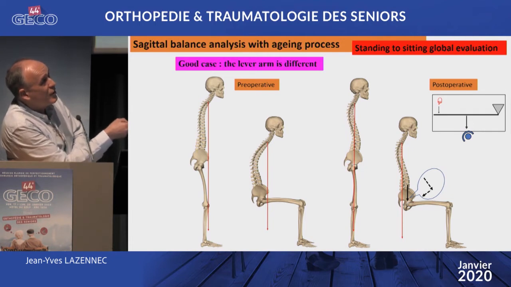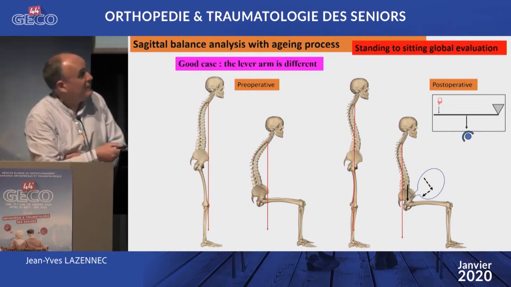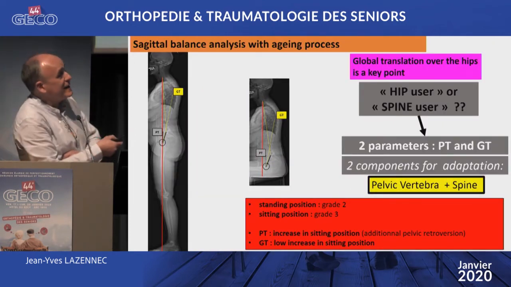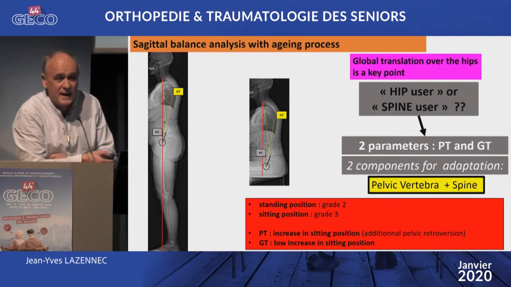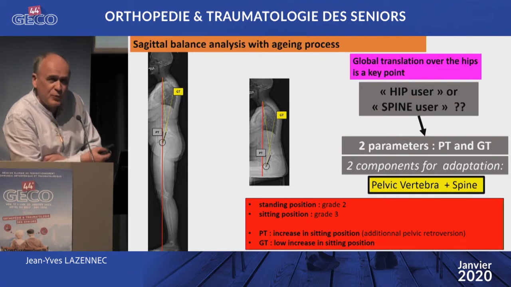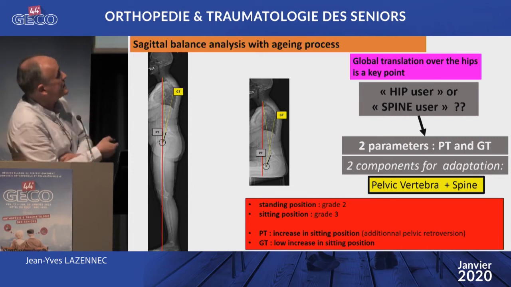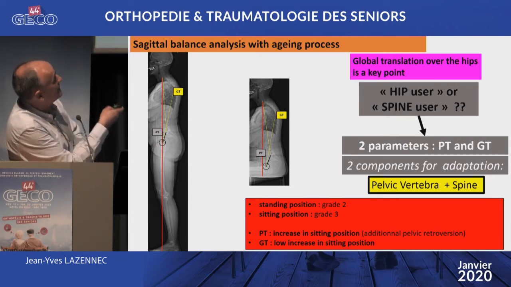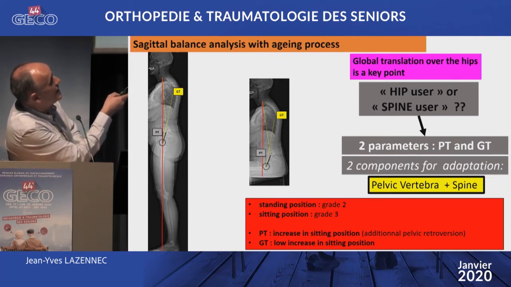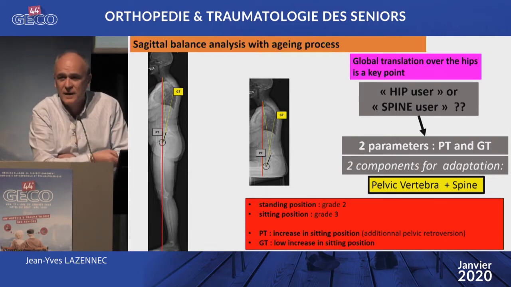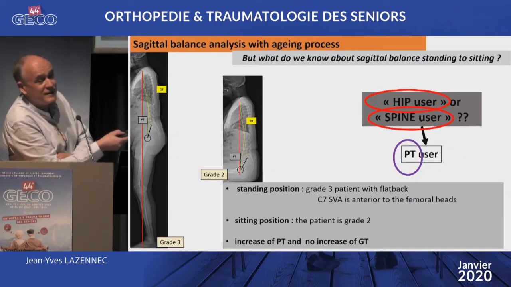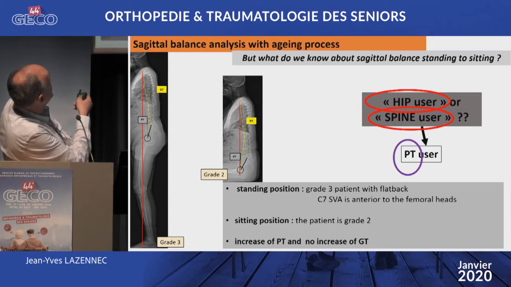Here, a good case. The hip has become the pivot for the response, and here the line is a posterior line. So we'll then focus on patients to identify those who are hip users versus spine users with our plumb line, the pelvic tilt, the pelvic response, and the response of the upper spine. And we reviewed a few cases.